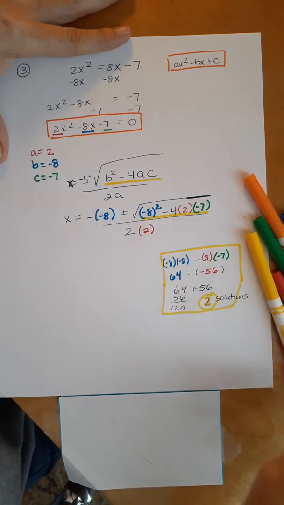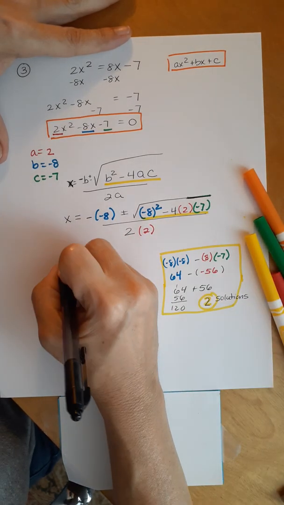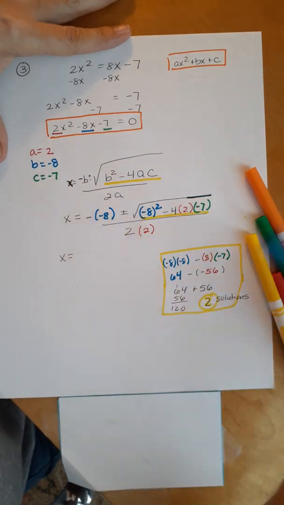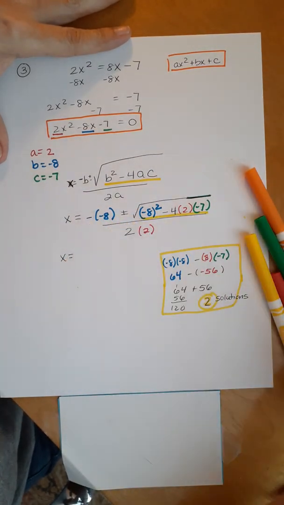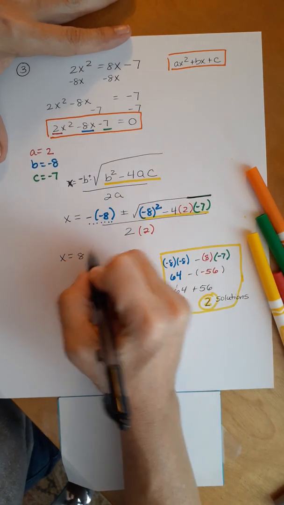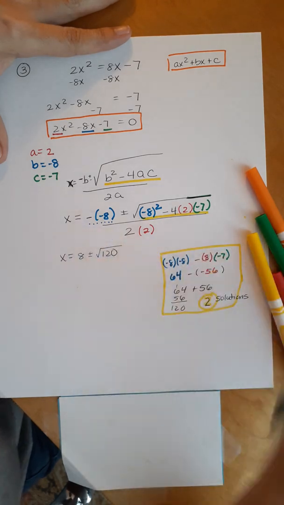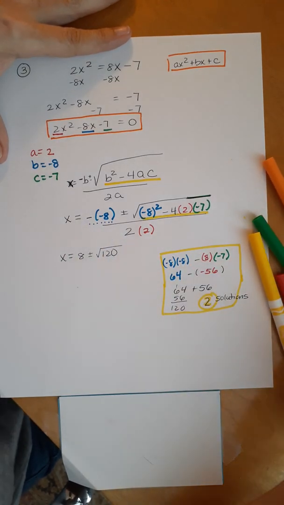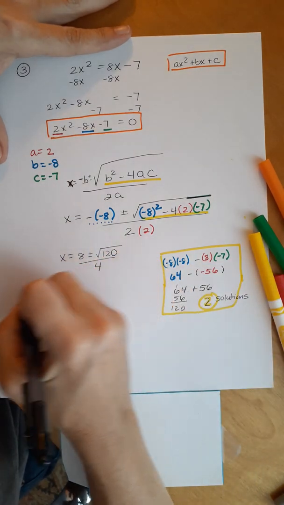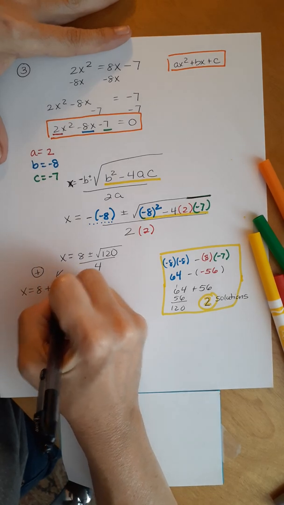Okay. Here we go. Let's put it in here. We come back to here. X equals minus 8. Right here. This piece here. That will give me 8 plus or minus square root of 120 all over 4. Okay, so here we go. X equals the positive side. 8 plus square root of 120.